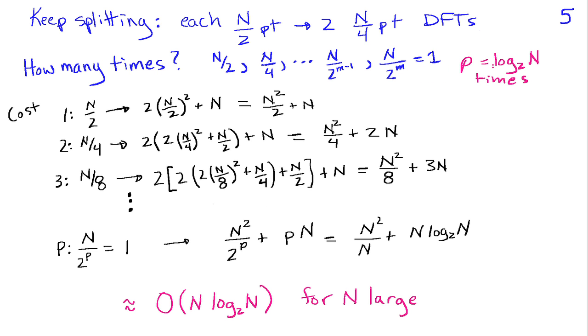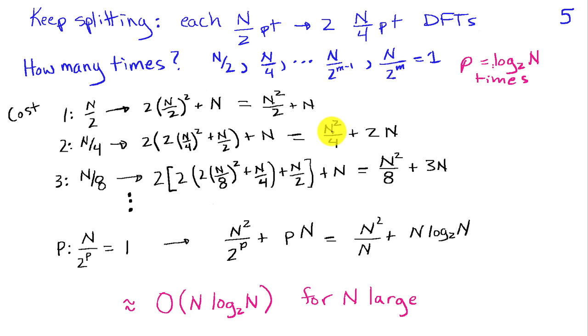So if we count the cost of doing this, we started off with one level of splitting. We had N over 2, and there were 2 of those, so we had 2 times N over 2 quantity squared plus N computations, which we saw was N squared over 2 plus N. Well, if we go to replacing these N over 2 point DFTs by 2 N over 4 point DFTs, then that's going to give me 2 times N over 4 squared plus N over 2, replacing the N over 2 squared plus N.